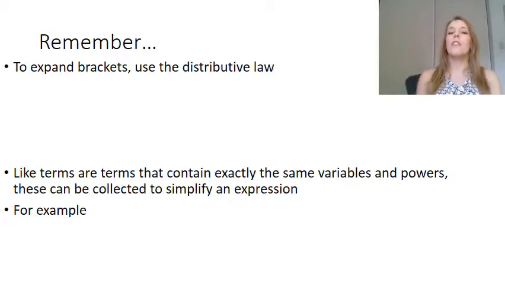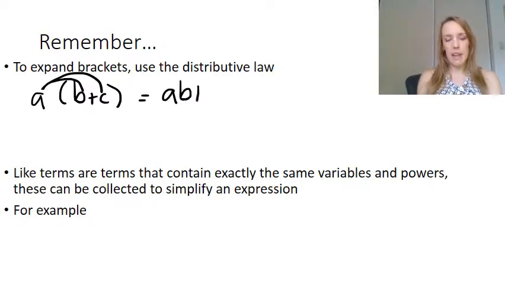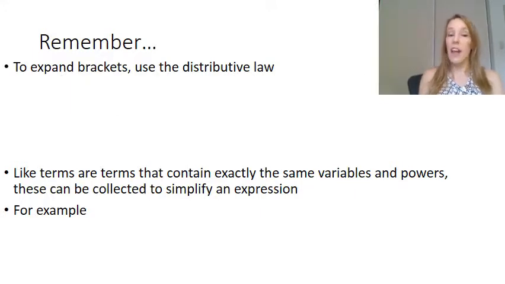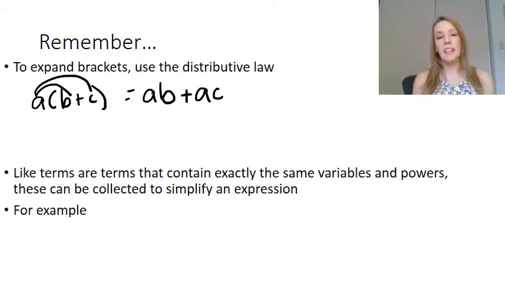brackets, we use the distributive law. So for instance, if we have A(B + C), it means this A gets multiplied by all the terms inside the brackets. Let's just rub that out. If I have A brackets B plus C, as I said, the distributive law, it gets multiplied by everything inside the bracket. So it's A times B, which is AB, plus A times C, which is AC.